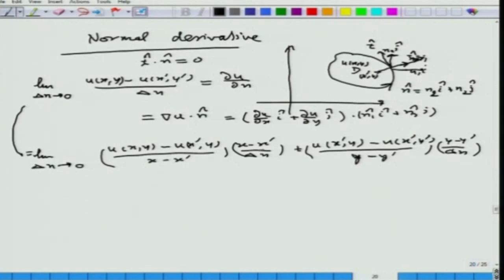So, when it passes to the limit, you get del u over del x at (x,y) times dx by dn. This is the normal derivative. And plus, in the limit, you get del u by del y and then dy by dn.